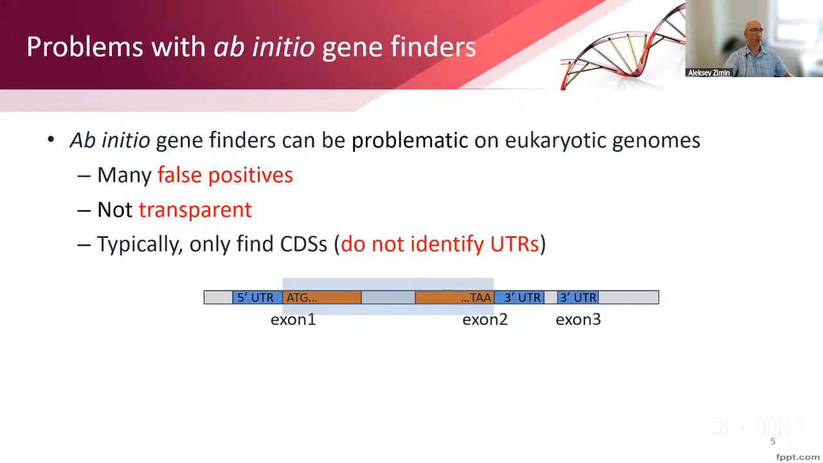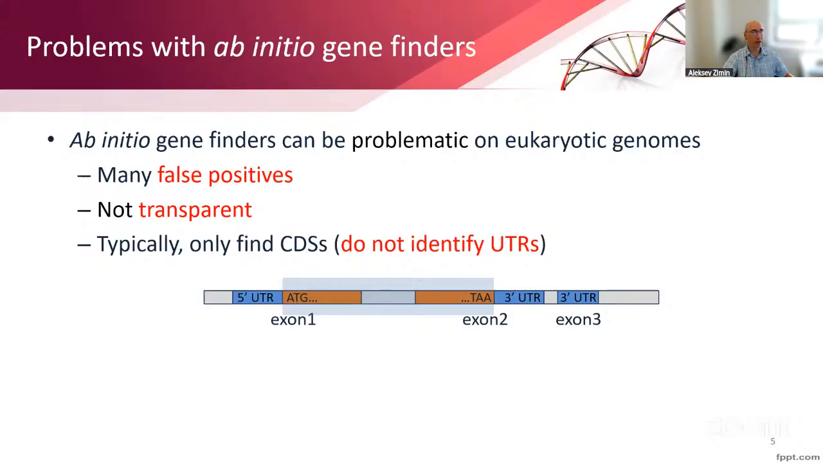There are problems with ab initio gene finders. In general, ab initio gene finding is a great approach. It does allow you to recover missing information, information missing in RNA-seq data or incomplete protein alignments, but it can be problematic on eukaryotic genomes. They do give you many false positives. You have to work really hard to filter the data.